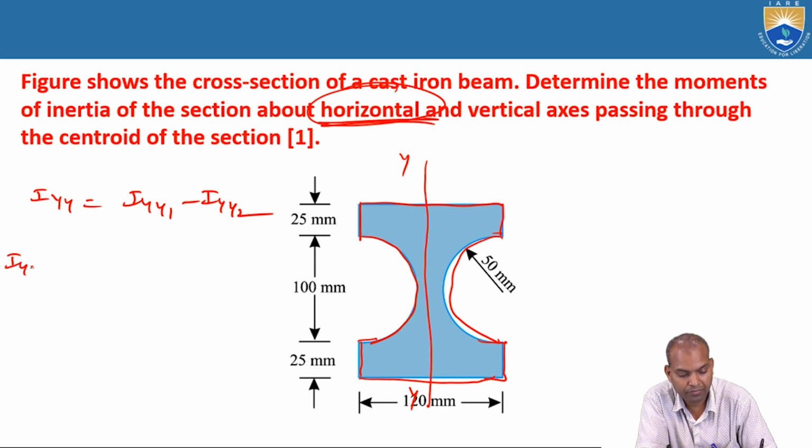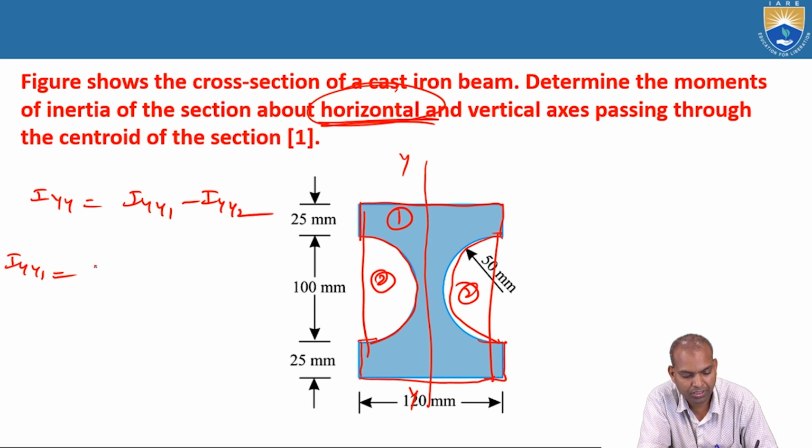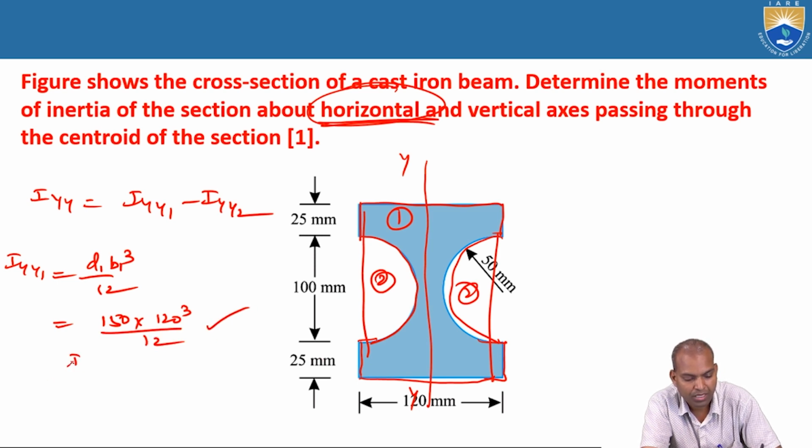What about Iyy1? Section 1 is a rectangle. Section 2 is a semicircle. Iyy1 is D1 B1 cube by 12. What about D1? Depth is 150 millimeters. What about B1 here? The B1 is 120, cube by 12. Calculate this value. Iyy2, what is the Iyy2?